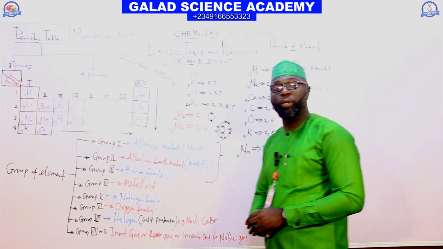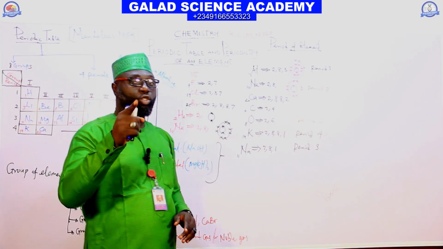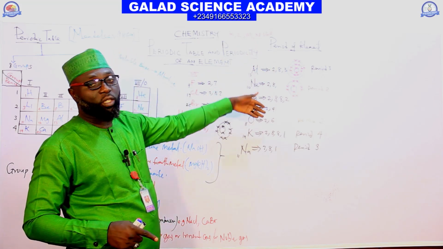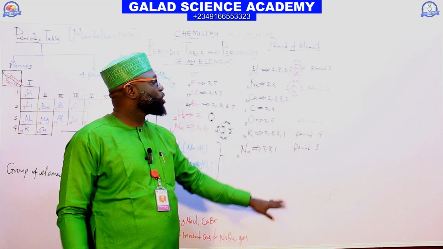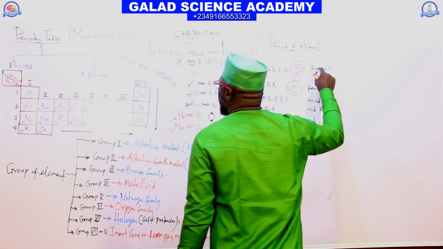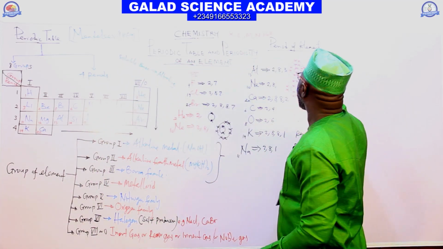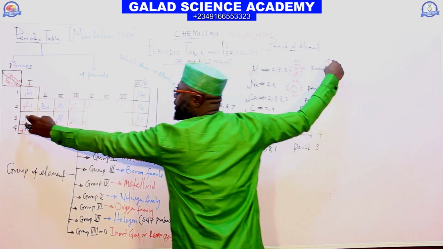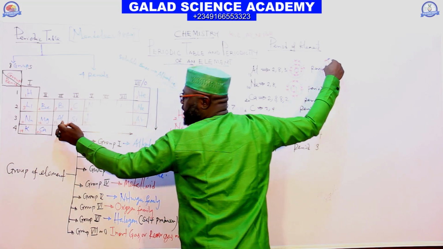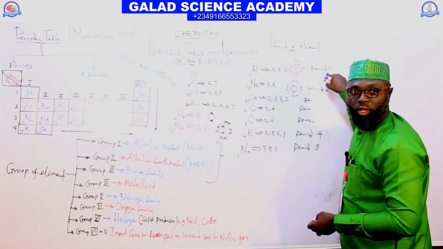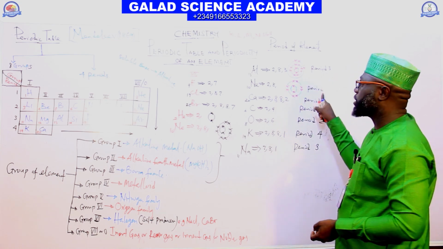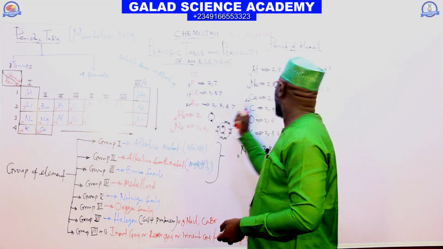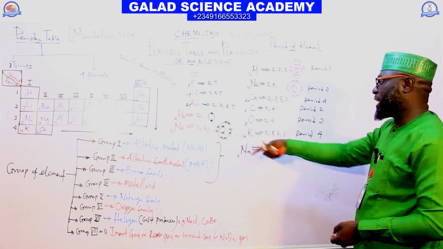So we can now know that before you can know the period of an element in the periodic table, you must know the number of electronic shells. If you now check the periodic table, from my calculation, aluminium is period 3. Check it here. Period 3, we have sodium, magnesium, aluminium, silicon. Neon is period 2.